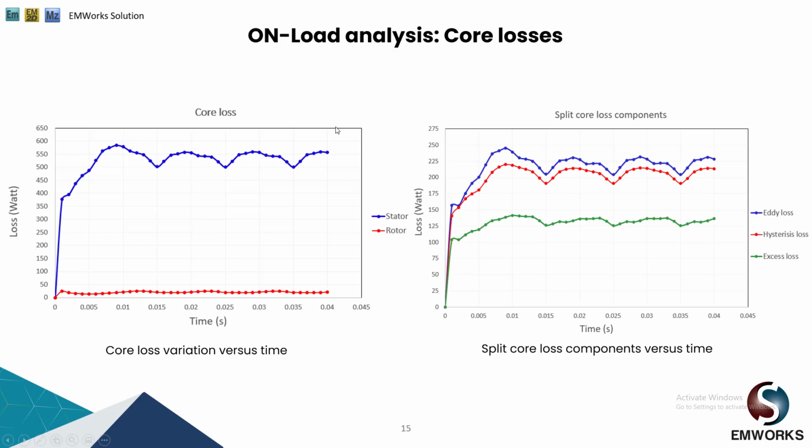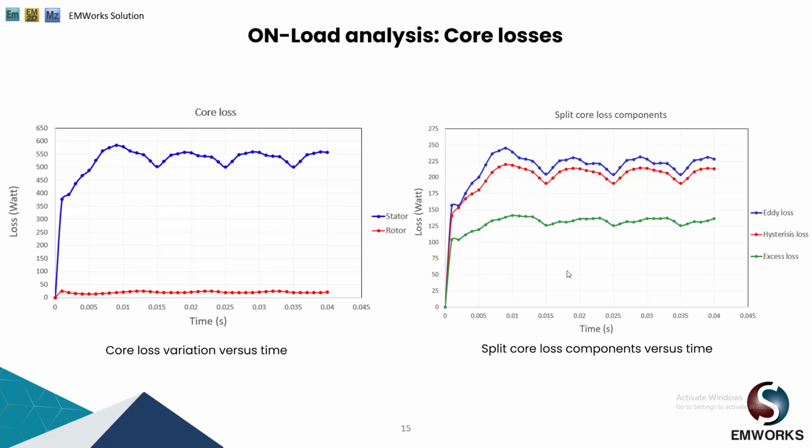Then we have also obtained the losses occurred inside the rotor core as well as the stator core. As we can see on the left hand side, the stator core loss is around 550 watts, whereas the rotor core loss is very small, close to 25 watts.